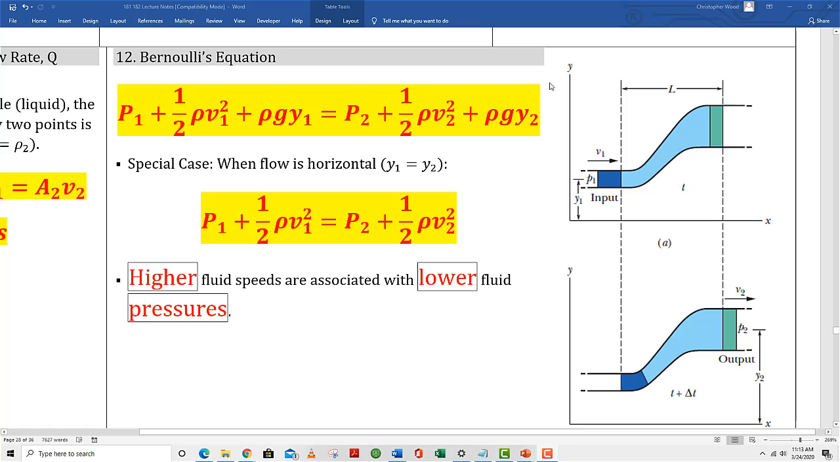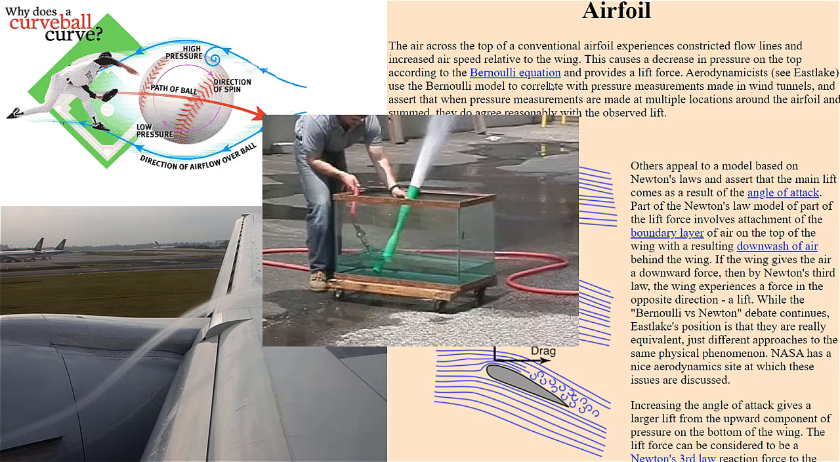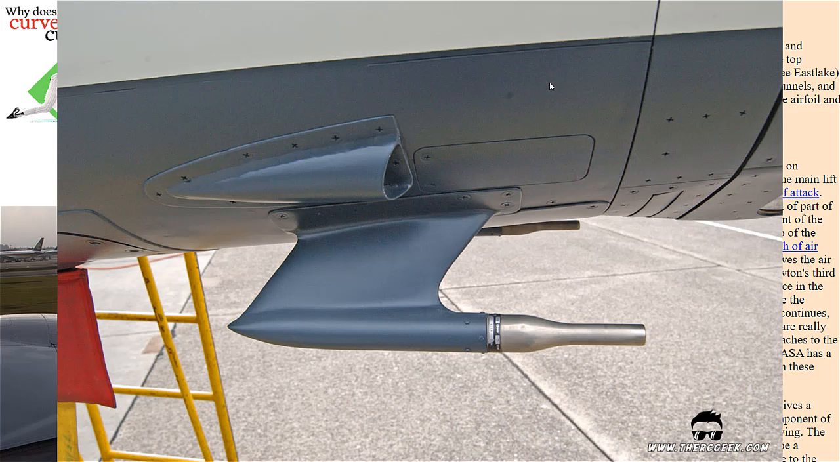A key takeaway from Bernoulli is that higher fluid speeds are associated with lower fluid pressures. This profoundly affects a ton of practical applications. The Bernoulli effect explains why baseballs can curve, what gives airplane wings lift, how certain kinds of pumps work, and how airspeed is determined for airplanes and other aircraft.